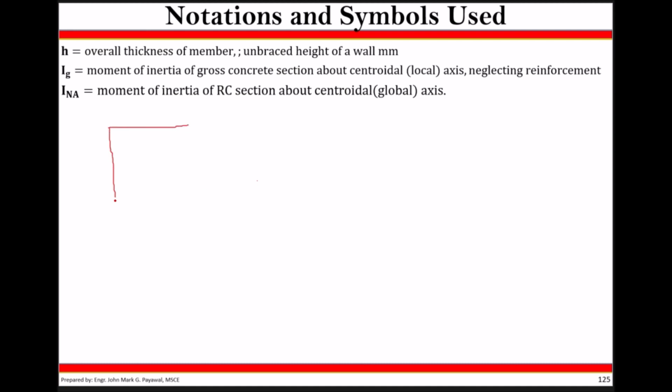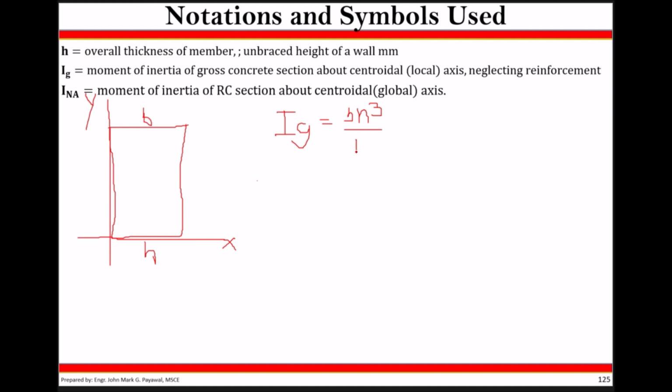If we take a look at a concrete cross section, let's say base by H, pertaining that this would be our reference line, this is X or this is Y, we can automatically say that IG, or the gross inertia, would be base by H cubed over 12. On the other hand, INA would be pertaining to the moment at the neutral axis or the centroid, which for this figure would be here. So what do we do? We transfer the moment of inertia to that position, which is a d squared.